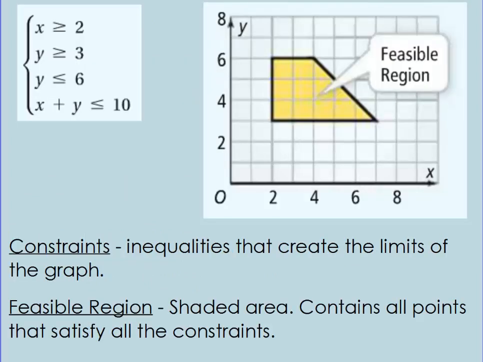So here's what we're forming. I have a system of constraints here. What's a constraint? Constraints are inequalities that create the limits of the graph. So I have 4 different constraints, or 4 different inequalities, and I use that to form a graph. After I graph all those, I get this little region right here. It's a little polygon. We call this the feasible region. This is the area we actually shade. It contains all the points that satisfy the constraints. So basically, all my possibilities for x and y are right here, all the possible points that will be valid for these constraints.